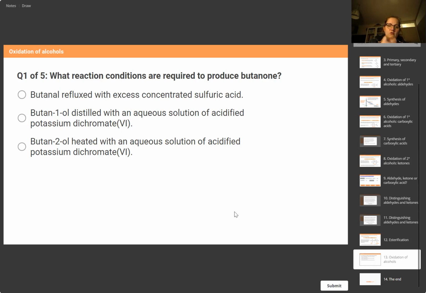Well, what's the difference between butan-1-ol and butan-2-ol? Butan-1-ol is not going to be. In other words, we now need to look at whether it's going to be a primary, secondary, or tertiary alcohol. Butan-1-ol will be primary, so it's going to be butan-2-ol because that will be secondary.